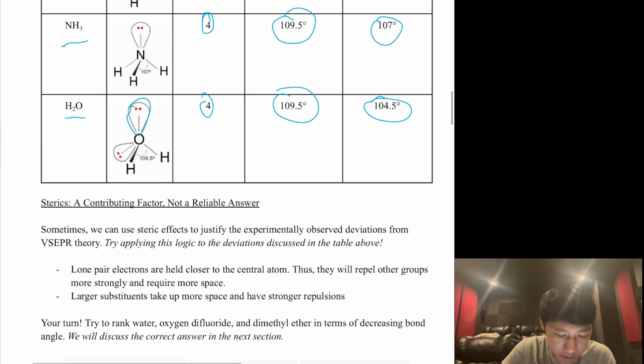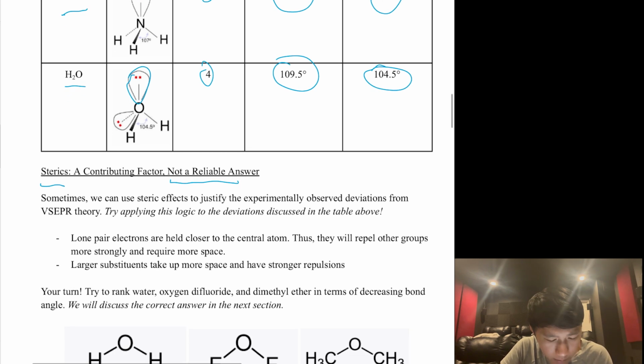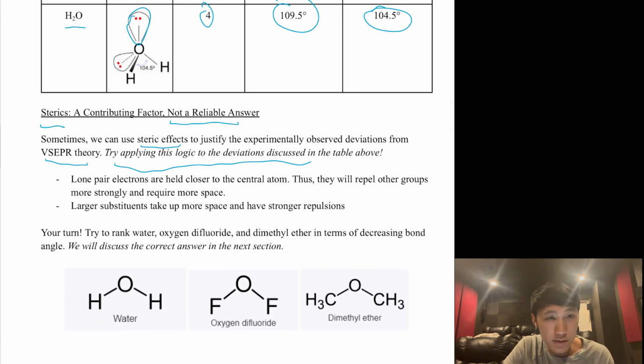So some people turn to sterics, which is a contributing factor, but does not always give us a reliable answer. As we see here, sometimes we can use steric effects to justify the experimentally observed deviations from VSEPR theory. And we can try to apply this logic to the deviations discussed in the table above. But here are the two main ideas of the steric argument. One, lone pairs are held closer to the central atom because there's no other nucleus pulling away the electron density. As such, they are closer to the other groups and will repel the other groups more strongly and require more space. And then the next idea is that larger substituents take up more space and have stronger repulsions.